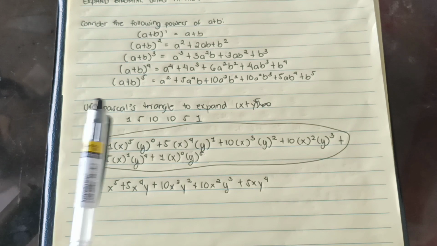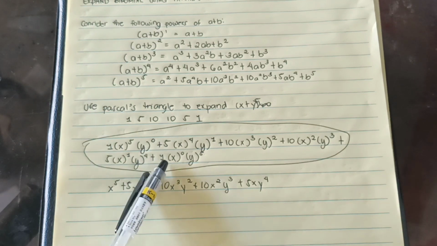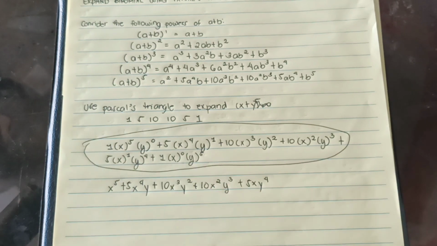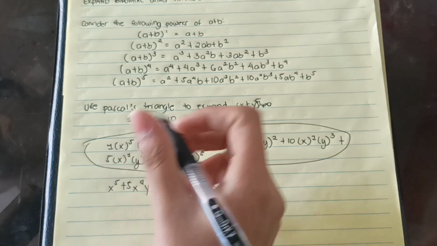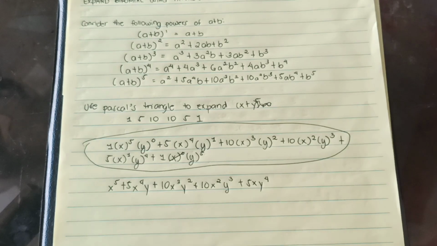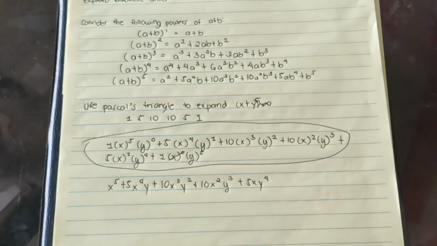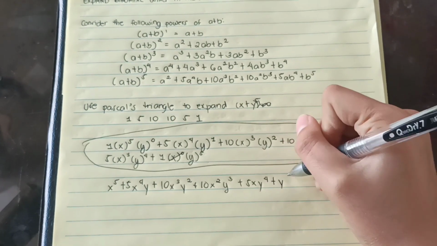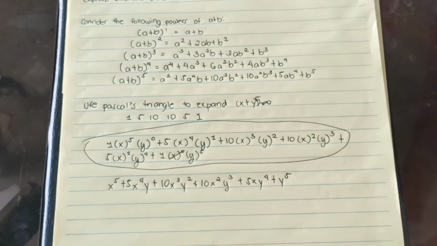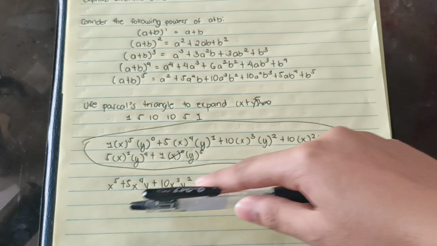Then our last term, we have 1 times x raised to 0. By the way, any number raised to 0 is equals to 1, so we can just cancel this one. Okay, then we have y raised to 5. Therefore, the expanded form of our x plus y raised to 5 is equal to this polynomial.